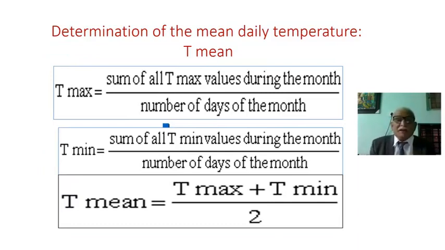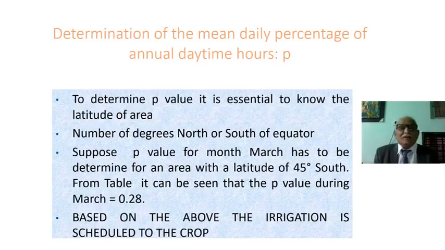T maximum is the sum of all T maximum values during the month divided by the number of days of the month. T minimum is similar: the sum of all T minimum values during the month divided by the number of days of the month. T mean is T maximum plus T minimum by 2. Just like that, the determination of the mean daily percentage of annual daytime hours. So it's very interesting to determine the p value. That is the daily percentage of annual daytime hours.